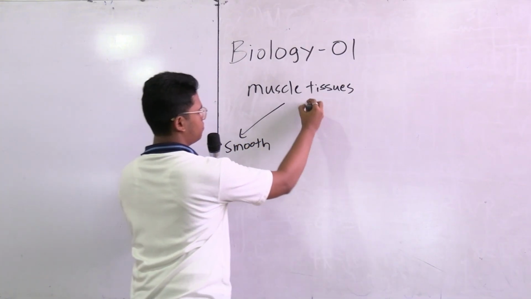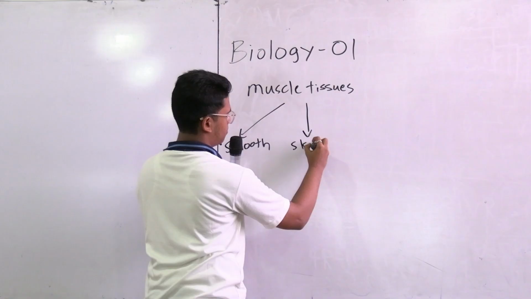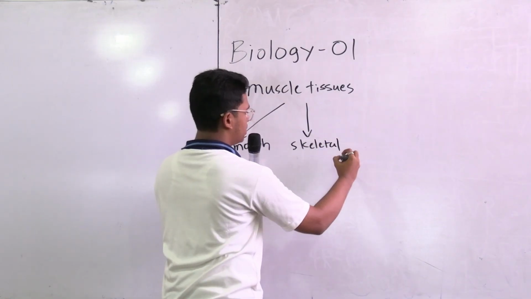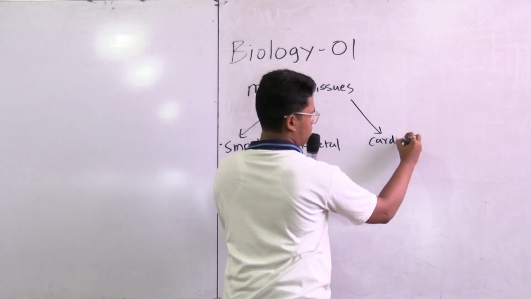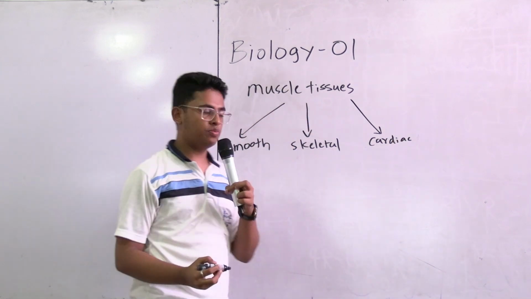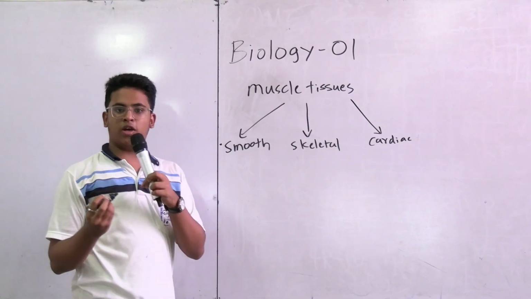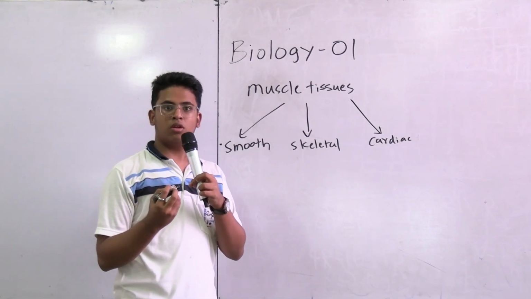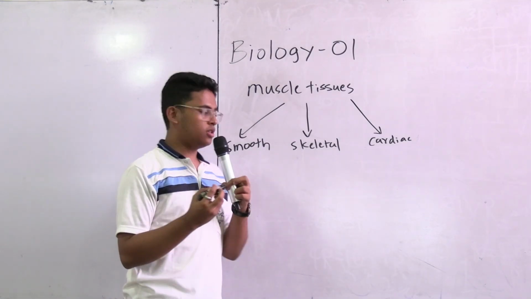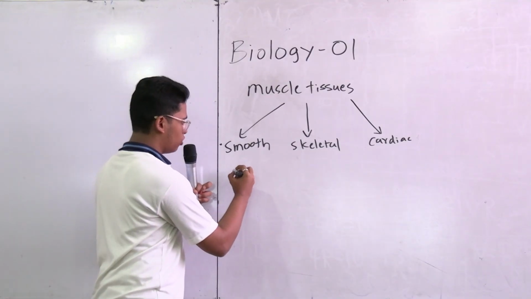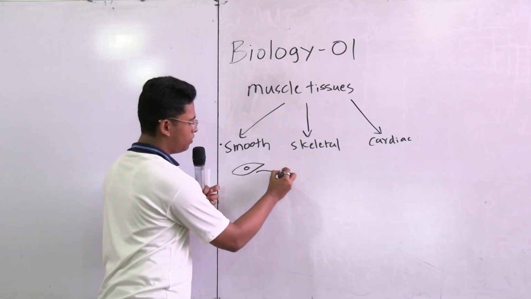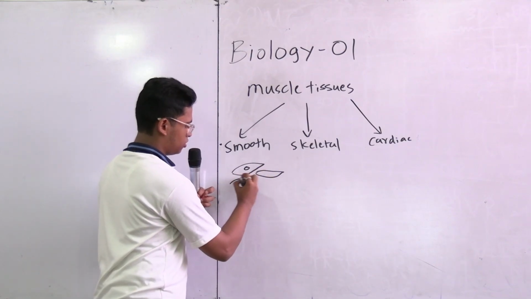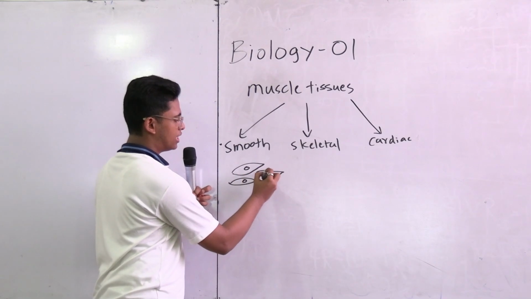Smooth muscle tissues, skeletal muscle tissues, and cardiac muscle tissues. So we can break these down into small diagrams. So smooth muscle tissues are what? Spindle shaped, unicellular, with a single nucleus, cells like this.